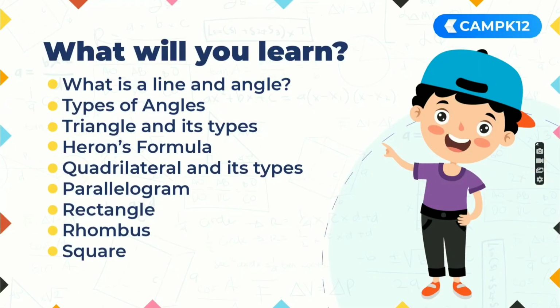So let's start with the chapter index as to what we are going to learn in today's video. We'll initially be starting by learning about lines and angles, then we'll be talking about types of angles, then we'll be moving to triangles and its types. We'll also be talking about Heron's Formula, which is basically a formula to derive the area of a triangle. We'll then be talking about quadrilaterals and its types, and at the end we'll be covering parallelogram, rectangle, rhombus, square, their properties, area and perimeter.